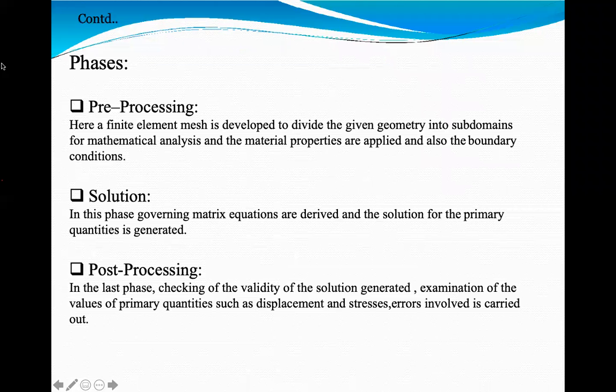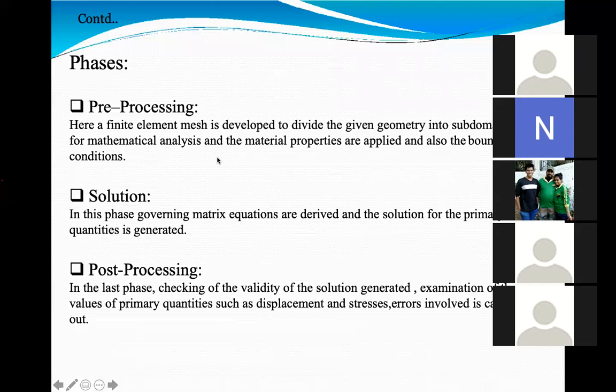Now these are the phases in the analysis. Pre-processing: in pre-processing, we will be generating the mesh. Then we will assign the material properties, and then we will assign the boundary conditions. In solution, we will be solving that matrix equation. The software, the tools, will be doing this solution.